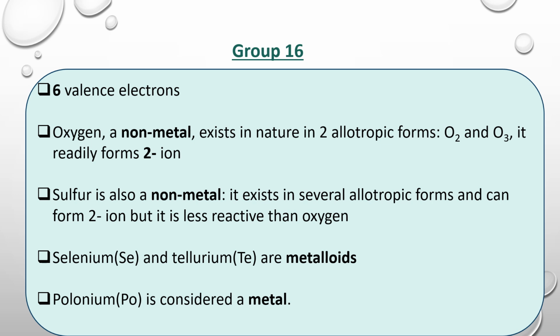Group 16. Elements in this group have 6 valence electrons. Oxygen, a non-metal, exists in nature in two allotropic forms, oxygen and ozone. It readily forms a 2- ion. Sulfur is also a non-metal. It exists in several allotropic forms and can form a 2- ion, but it is less reactive than oxygen. Selenium and tellurium are metalloids. Polonium is considered a metal.